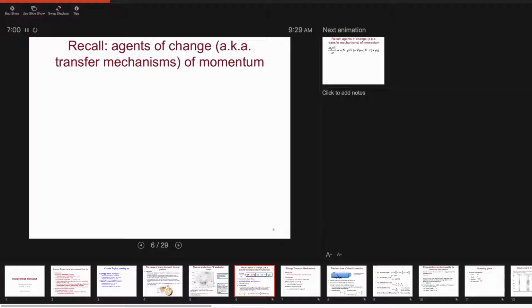So something that we just want to recall that we had in momentum transfer. This was my equation of motion, right? That soup of vector values. So what are the contributions that I had in there?